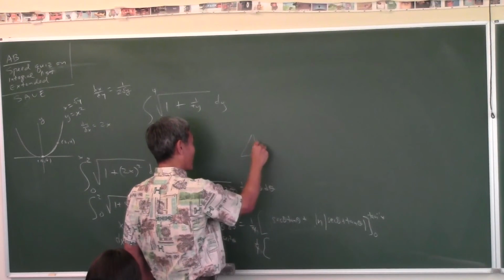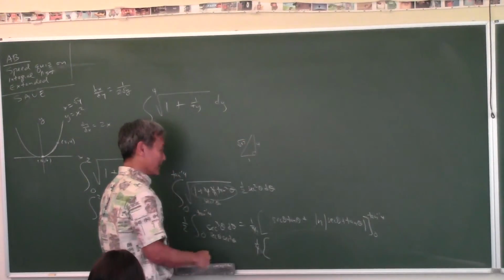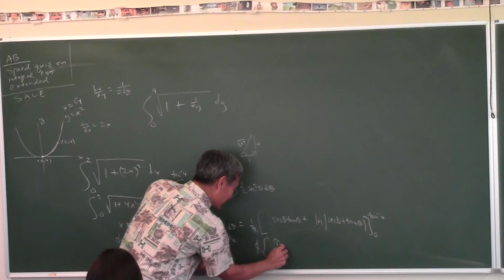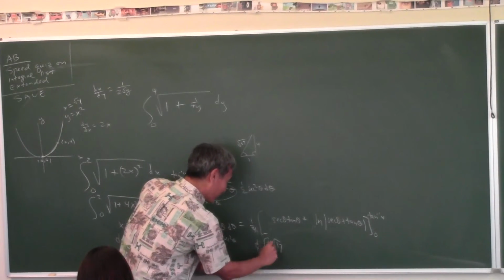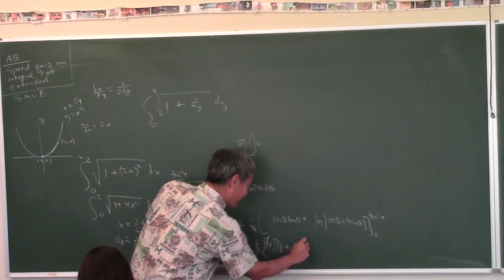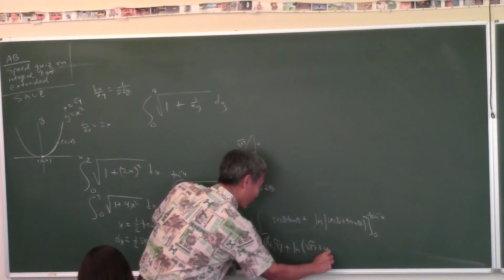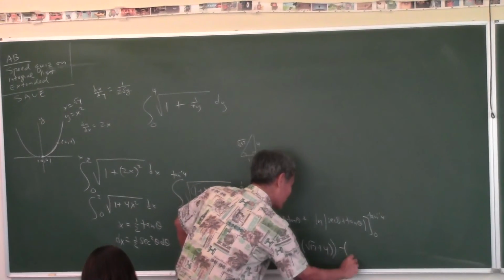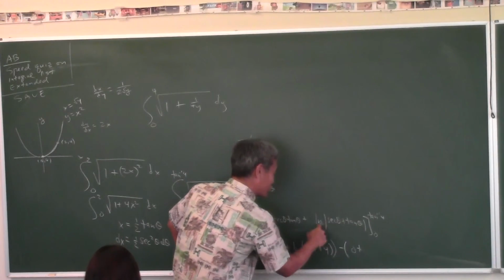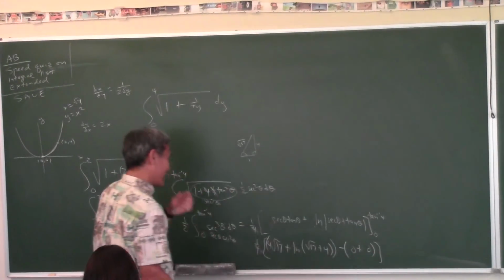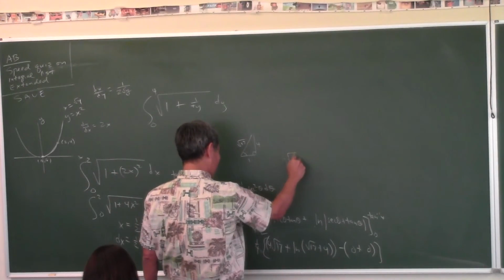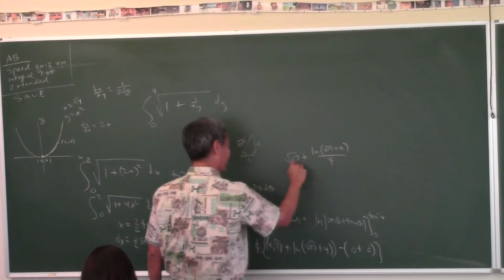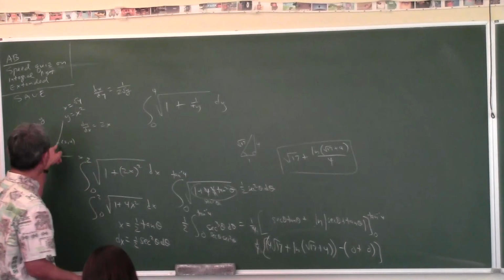What is that? Root 17. So what is the secant of that angle? Root 17. That's so gross. Root 17 times tan inverse 4, which is 4, plus natural log of root 17 plus 4, minus, if you plug in 0, you get 0 plus natural log of 1, which is 0. So your final answer can be root 17 plus natural log of root 17 plus 4, over 4. There, that's the length of that curve right there.